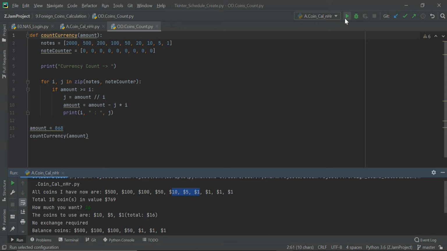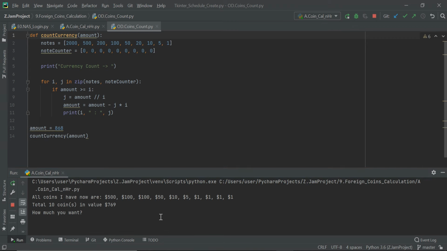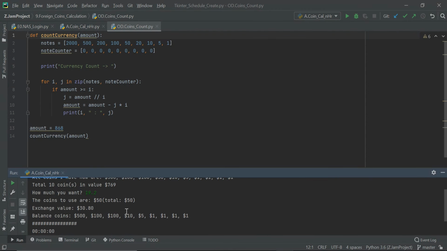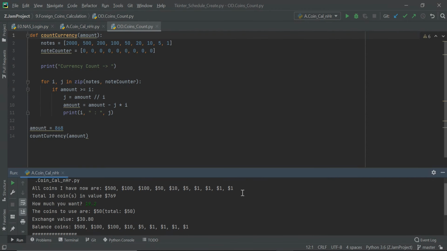Last demo, if exchange is required. Let's simply ask for $19.2. For the small amount coins I have only $19 in total. So a $50 coin is required to settle the payment. Let's see if the program will give the same answer. And let's run the program. The program instructs to use $50 as expected. And I should get $30.8 value of coins as exchange.